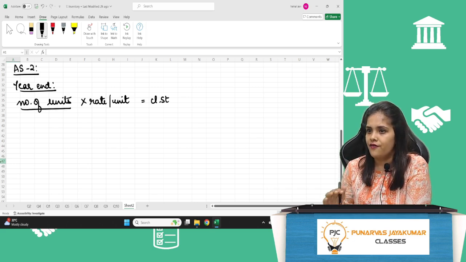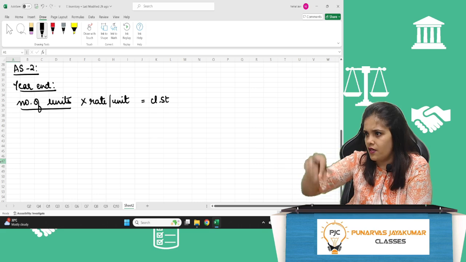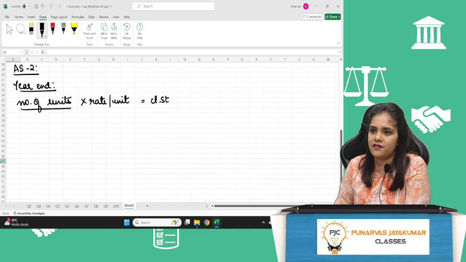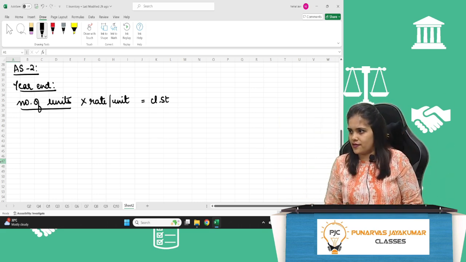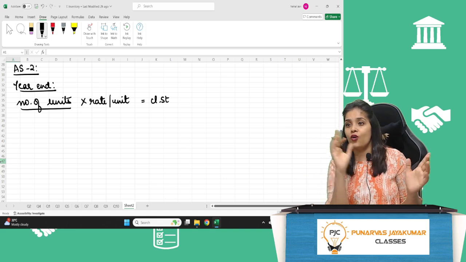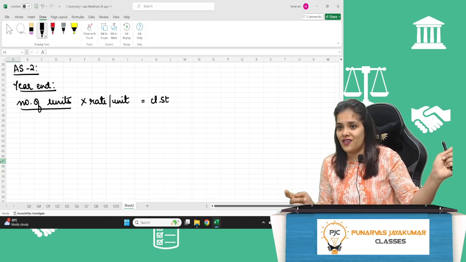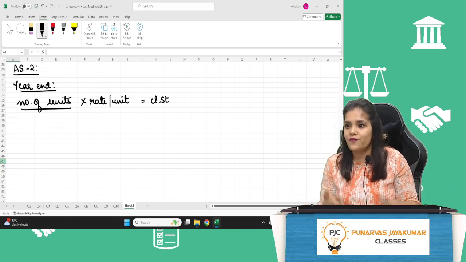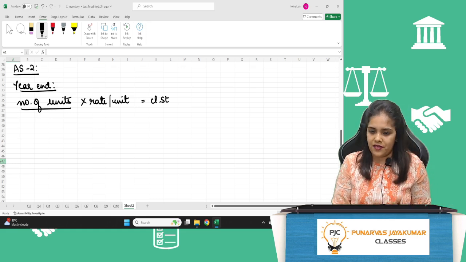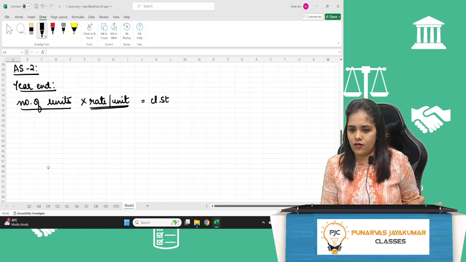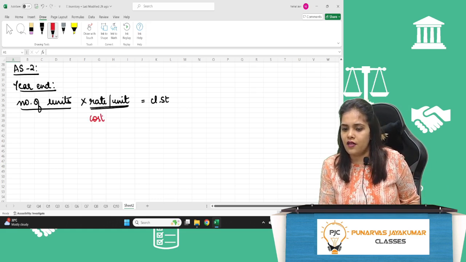How will you find number of units? Two methods. Physical or perpetual inventory. What is physical? Physically counting. Close the business, less expense. What is perpetual inventory? Keeping a record of the books on daily basis. So can I say if I'm doing a record daily, if there is any theft or misplacement, you can find out. That's not possible under physical inventory. Then how to find the rate? Cost or net realizable value, whichever is less.